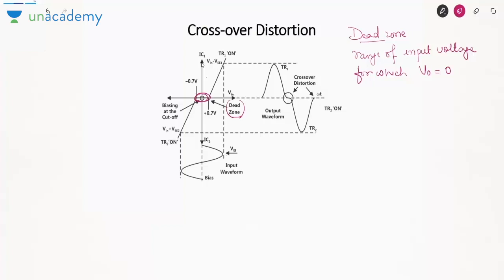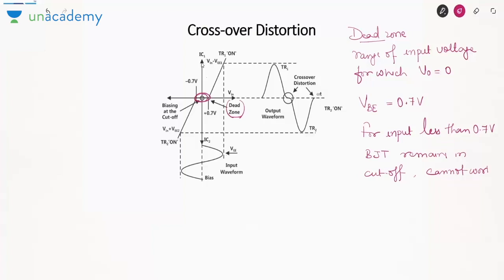Whenever we are switching on a transistor, what we need is VBE, and VBE must be 0.7 volt. So for input less than 0.7 volt, the BJT remains in cutoff. If the BJT remains in cutoff, it cannot work as an amplifier. If it cannot work as an amplifier, it will give the output as 0. It will not give any amount of output voltage.